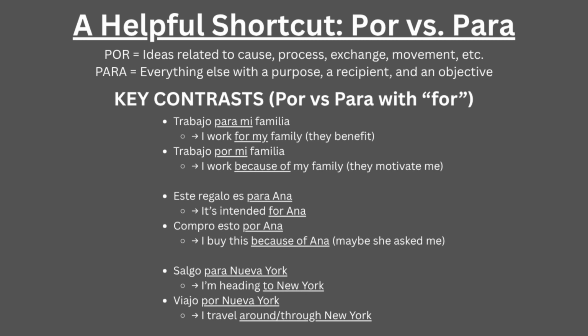They motivate me. Este regalo es para Ana. It's intended for Anna. Compro esto por Ana. I buy this because of Anna. Maybe she asked me. Salgo para Nueva York. I'm heading to New York. Viajo por Nueva York. I travel around or through New York. Overall, this is how por and para fully work in Spanish.